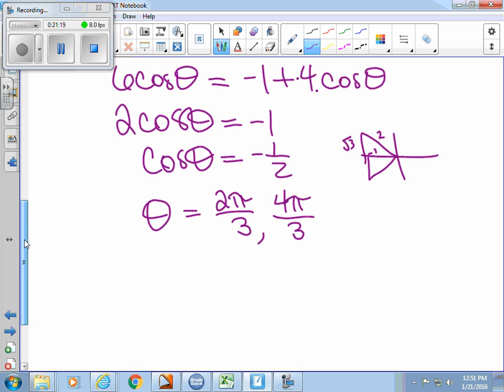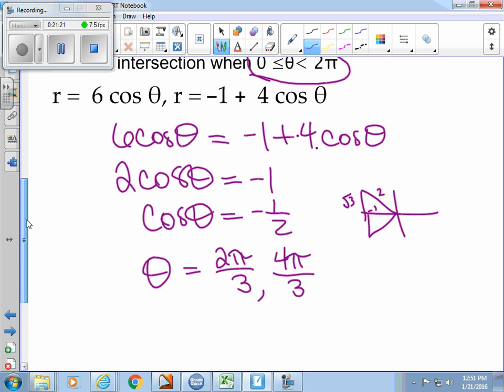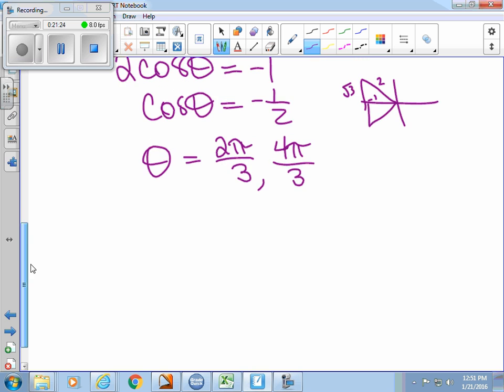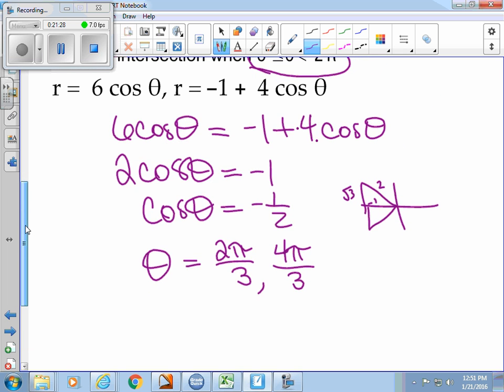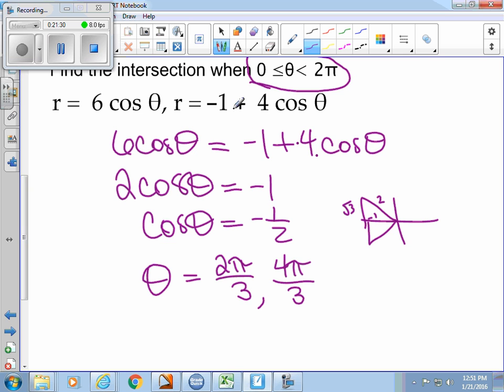What else do I need if I wanted a point of intersection? I need the R value. How would I go about finding that? Plug both of those in. You can do it in either equation.